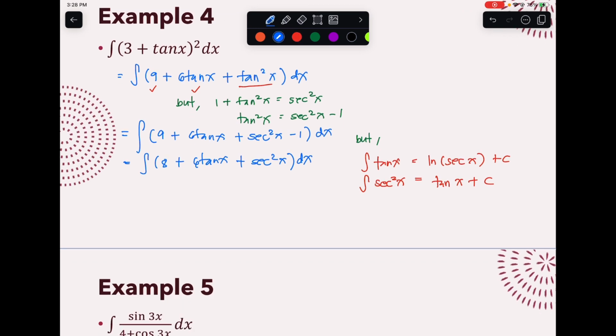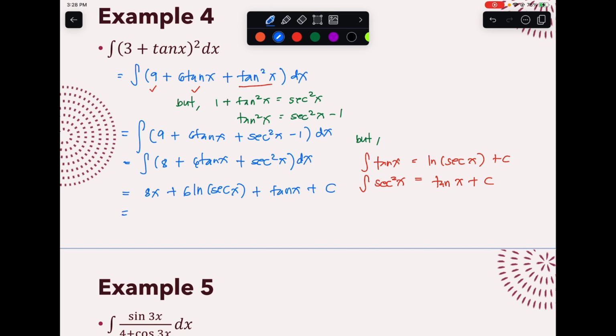So thus we have the integral of 8 dx, that would be 8x. Then plus 6 tangent x is ln of secant x. And then plus tangent x plus c. Okay. So 8 is 8x. Tangent x is 6 ln of secant x. So plus tangent x plus c.